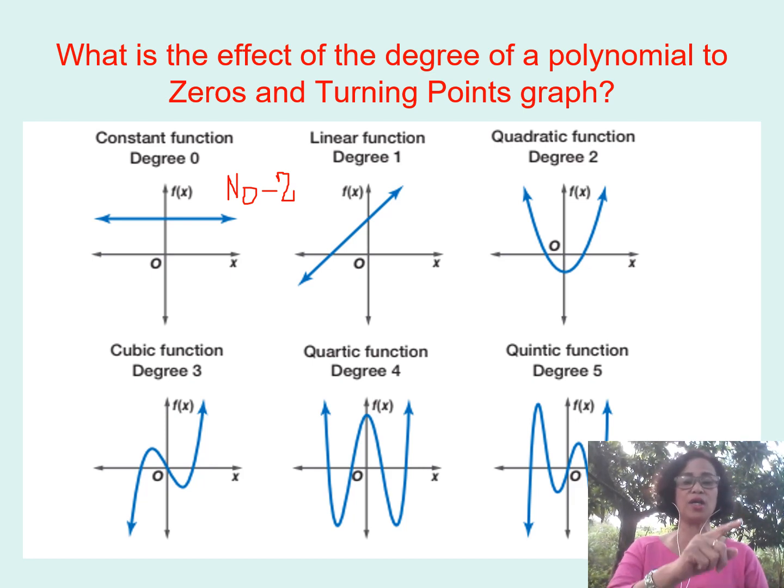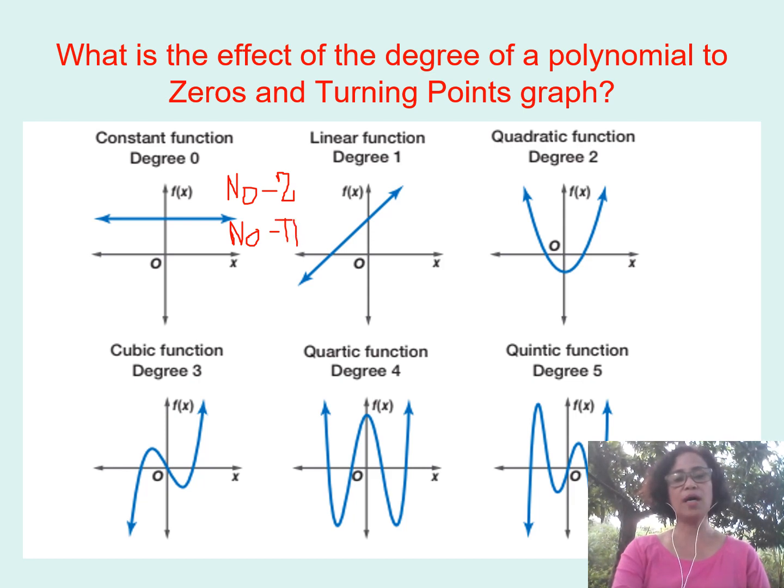Now next is, does it have a turning point? Meaning, did it change or fluctuate to rise and then fall? Now, if you notice, it runs only on a constant motion because it's just a flat line. So, again, it has no turning point or no TP.